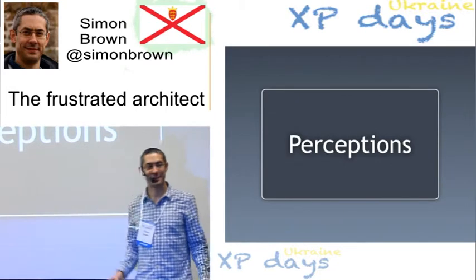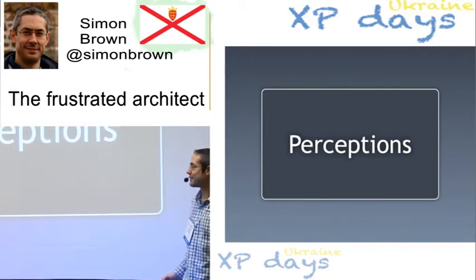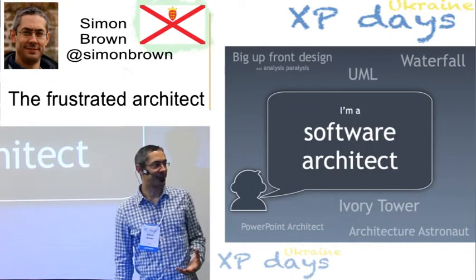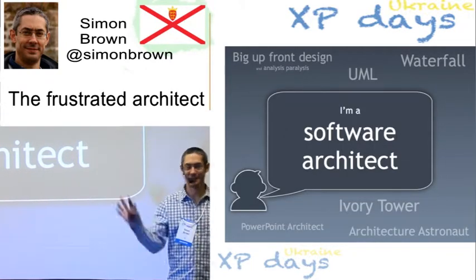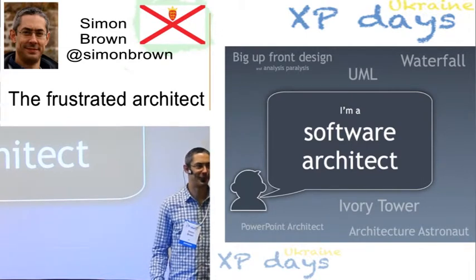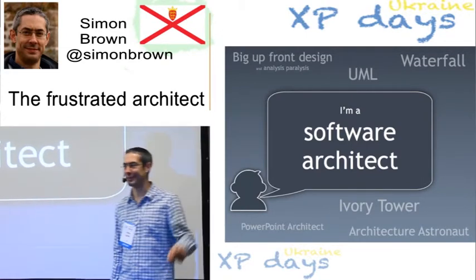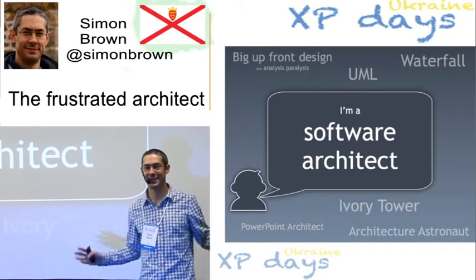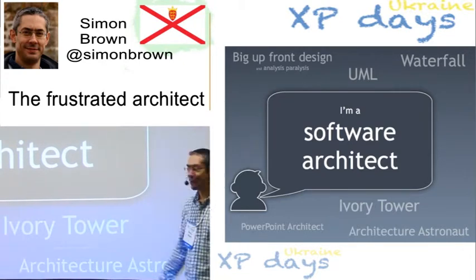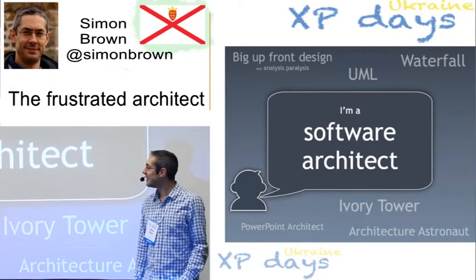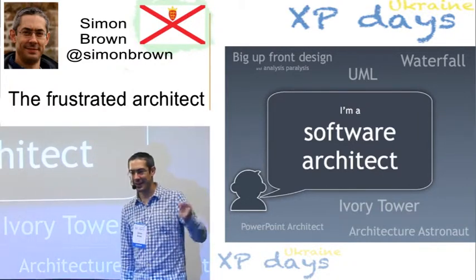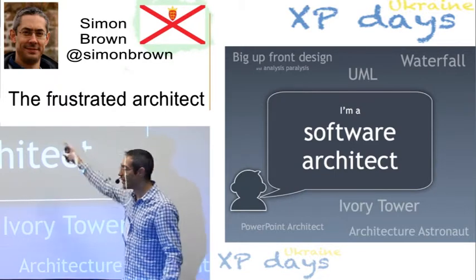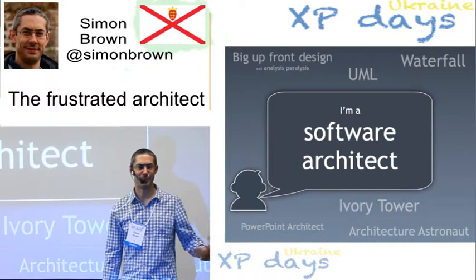So, when we talk about software architecture, there's lots of negative perceptions about the role. So if I were to introduce myself as a software architect, people usually go, oh, you're one of these people who doesn't write code. You do UML, you write big documents, you do waterfalls, you do analysis paralysis and all this bad thing. And ivory towers, brilliant, thank you. And, you know, there's a really, really bad negative association with this word, software architect, in a modern day software development environment.